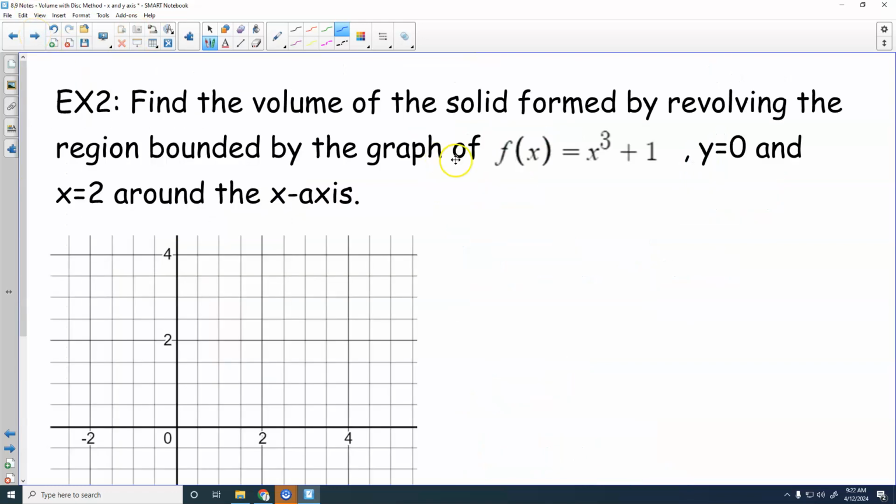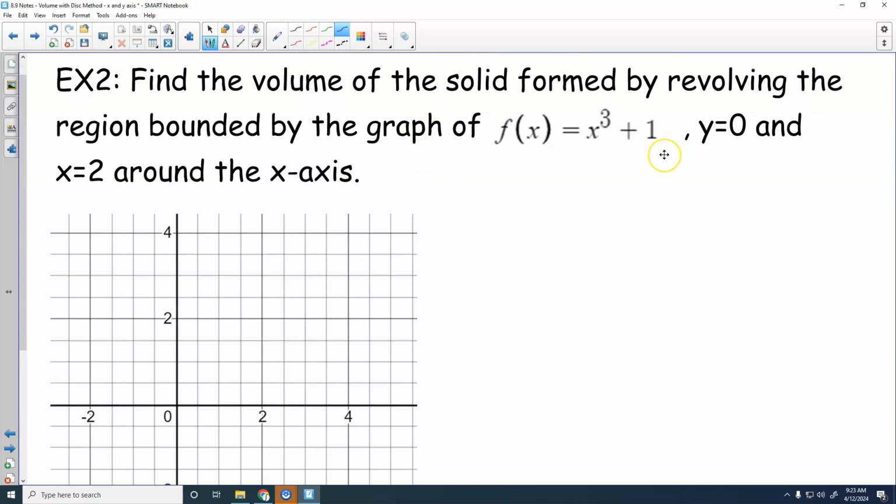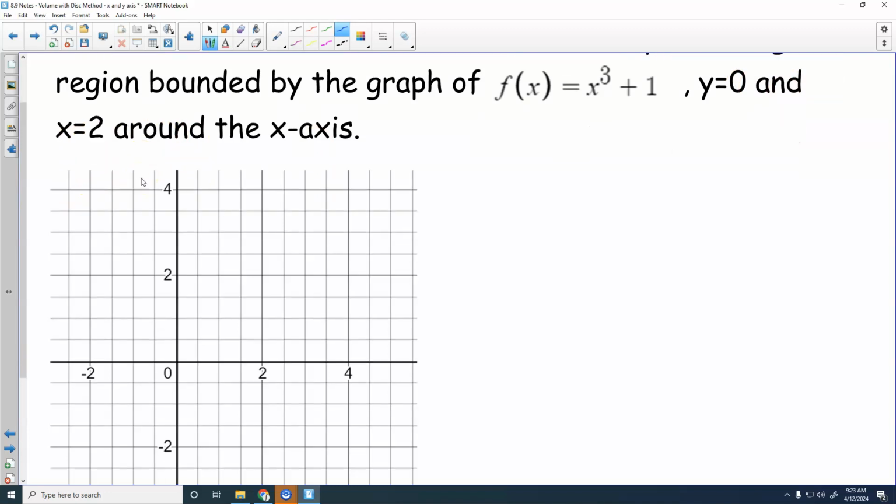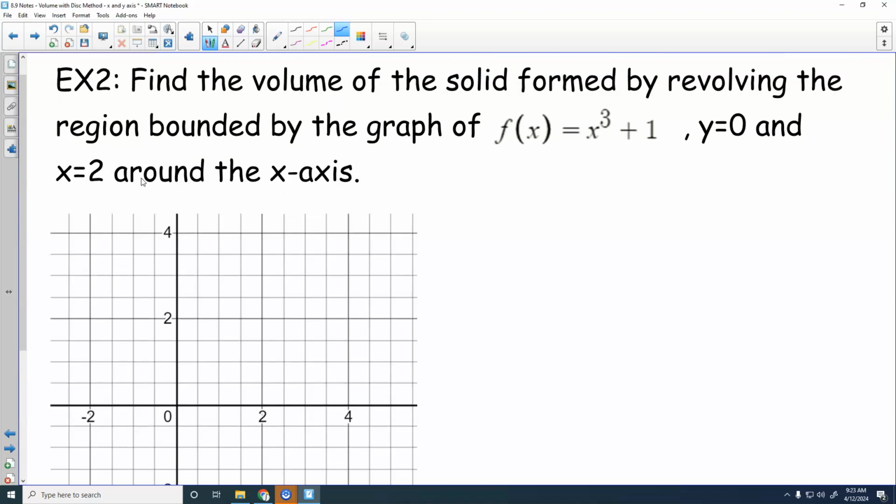Be better. Okay. All right, so we are supposed to find the volume of the solid formed by revolving the region bounded by the graph of f of x equals x to the third plus 1 and y equals 0 and x equals 2 around the x-axis. So let's think about what this graph is going to look like. I like to do my horizontal lines and vertical lines first. So I've got y equals 0. What is that?